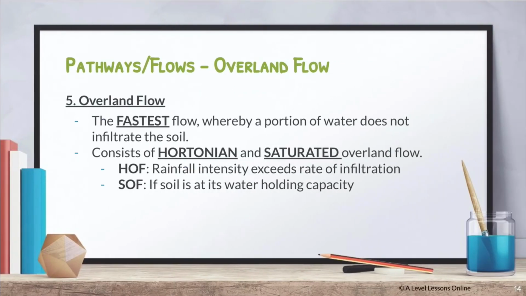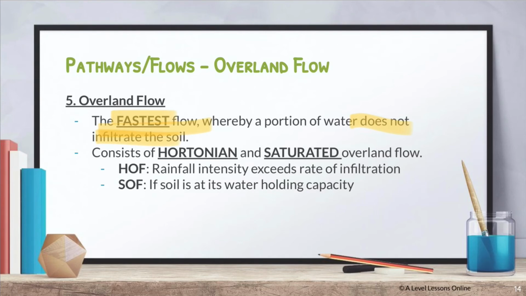Overland flow, one of the more important flows you have to understand. It is the fastest flow out of all of the flows, whereby a portion of water does not manage to infiltrate the soil. Any water that is left on the surface that cannot infiltrate the soil, because, let's say, maximum infiltration capacity was reached, or the rainfall intensity is too high, and the infiltration rate has slowed down to a minimum, basically cannot infiltrate.